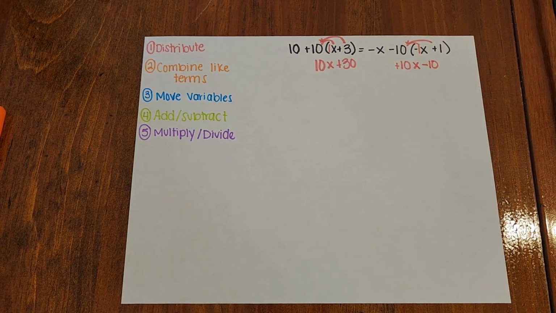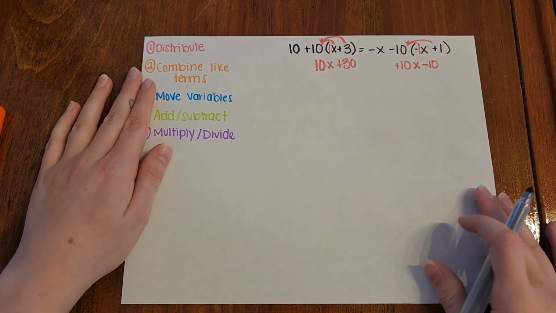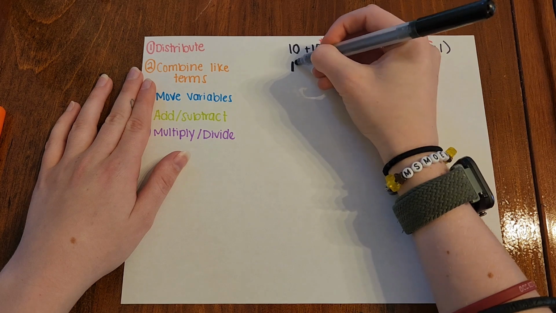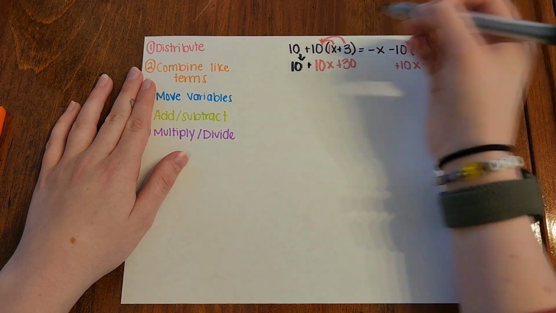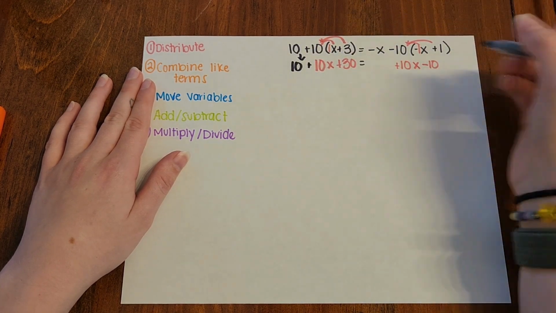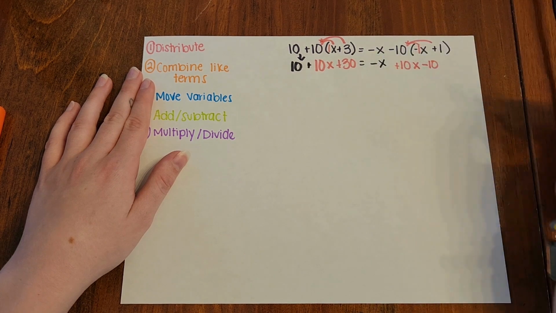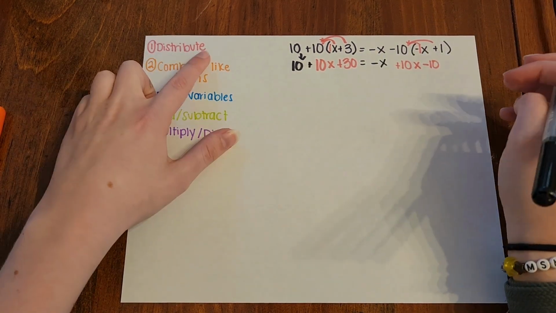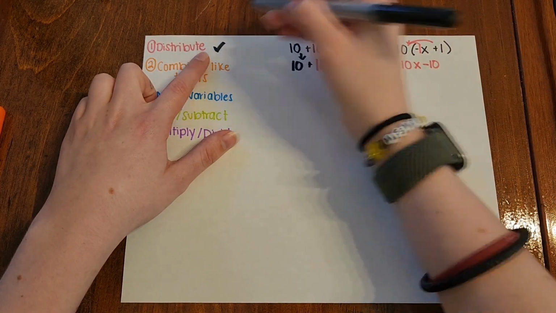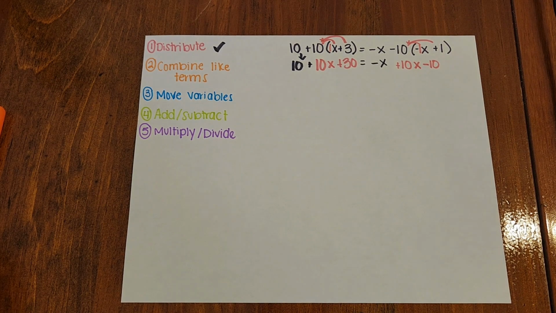All of the other numbers that we see in this equation, all of the other terms, we're just going to bring down. So I'm bringing down this 10 directly underneath it. I'm going to bring down this equal sign, and I'm going to bring down this negative x. That is our first step of distribution, so we finished that step completely.